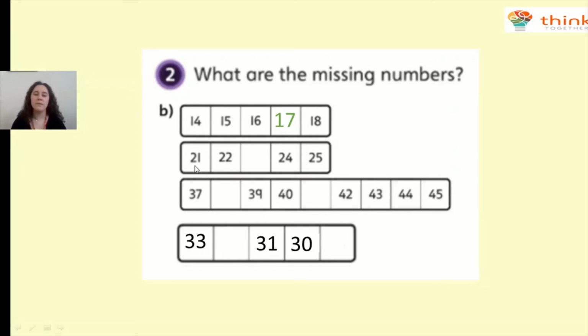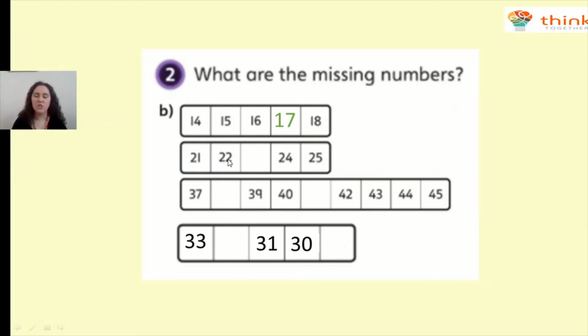Here we've got the numbers 21, 22. Then we've got our missing number, and then we've got 24 and 25. What was happening here? Were the numbers getting bigger or were the numbers getting smaller? Well done. The numbers were getting bigger. So we must be counting which way again, forwards or backwards? Brilliant, we're counting forwards again. So let's see if we can continue counting forwards to find that missing number.